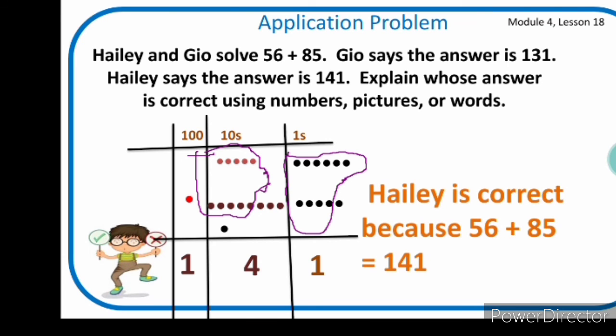Haley is correct because 56 plus 85 is 141.